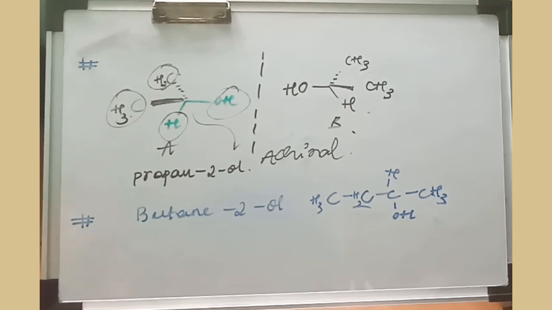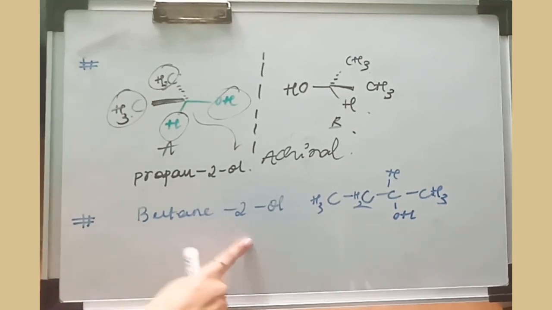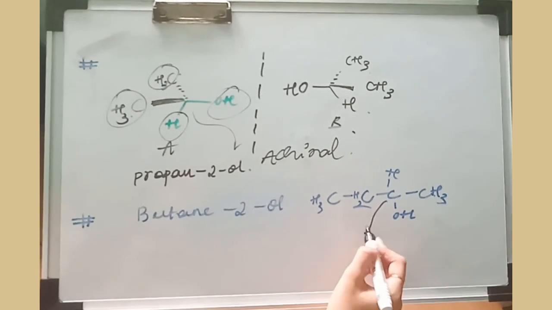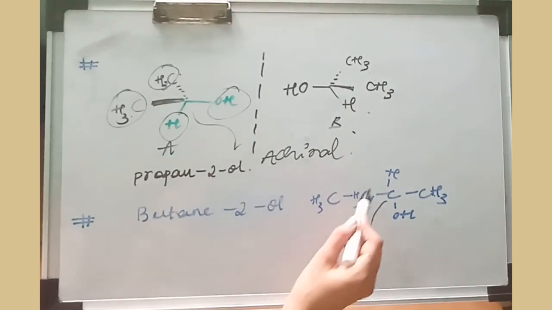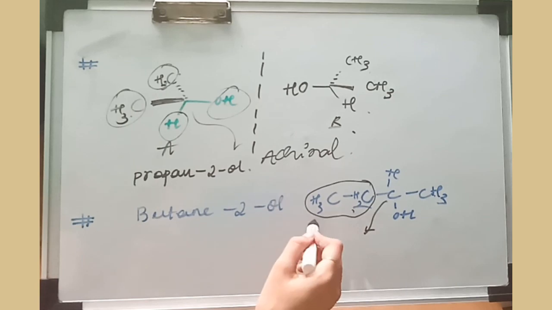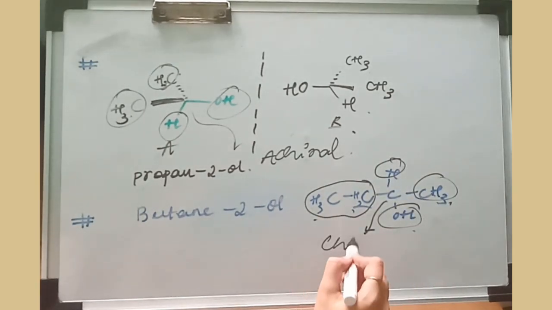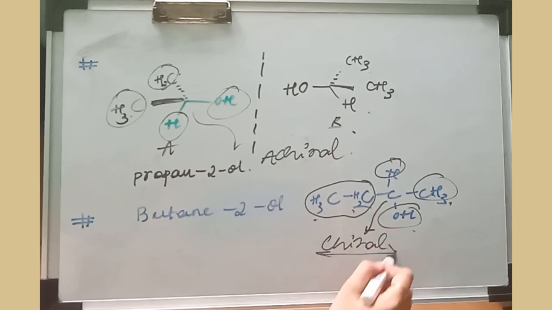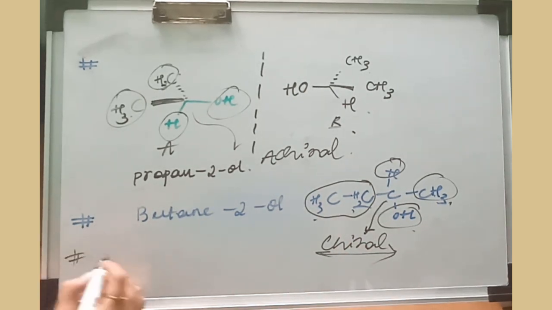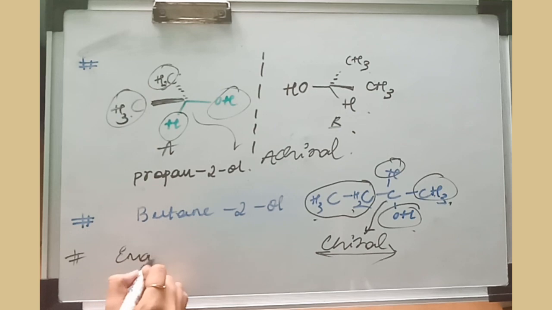The other example I have written here is butane-2-ol. You can see this acts as a chiral molecule. The groups attached are C2H5, H, CH3, and OH. This is called chiral. Very important. And then I have taught you the definition for enantiomers.